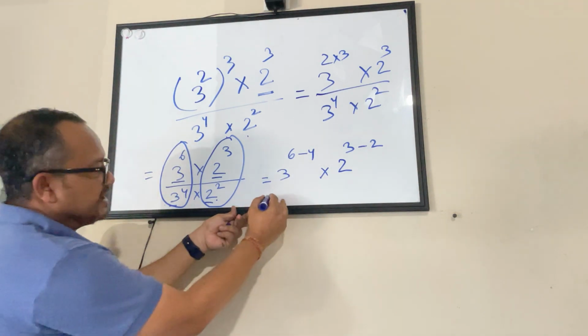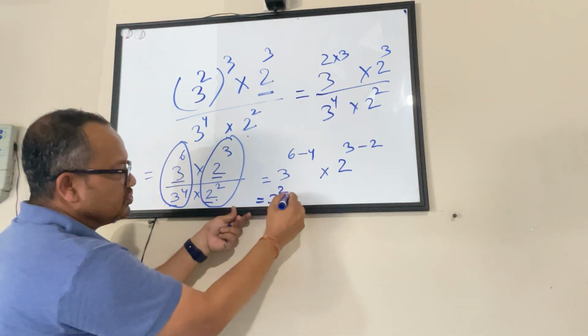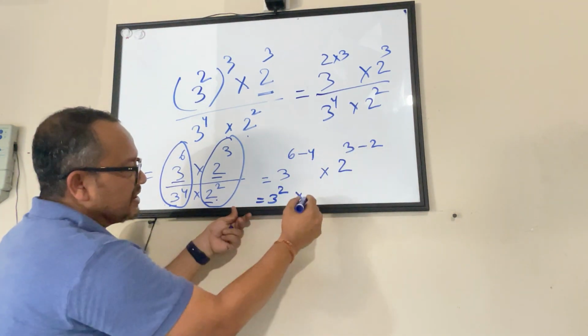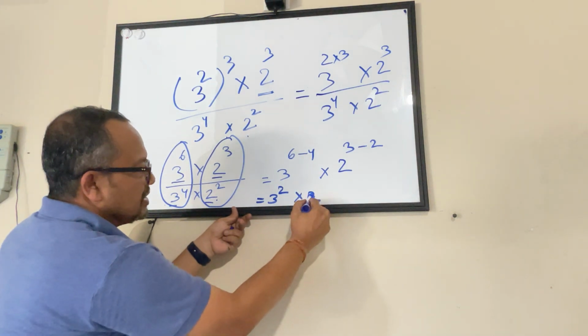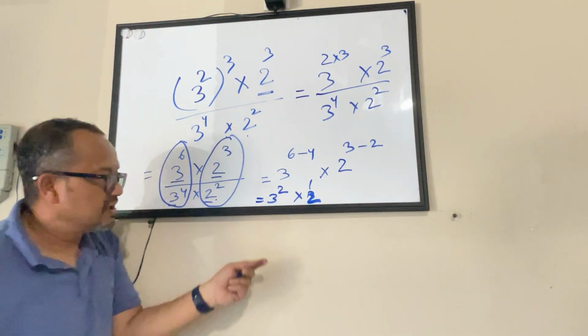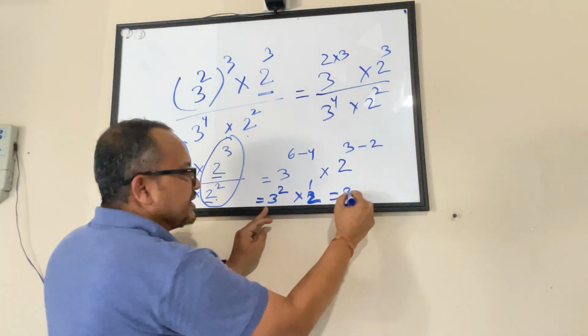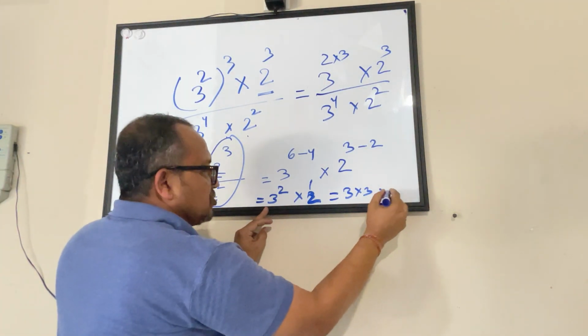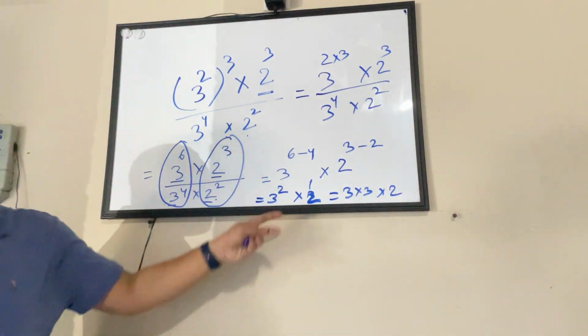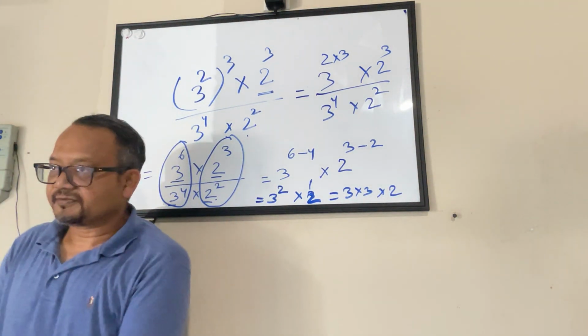So now 3 to the power 6 minus 4 is 2, into 2 to the power 3 minus 2. 3 minus 2 is 1. So I got this. That means 3 to the power 2 is 3 into 3, and 2 to the power 1 means 2. Now you multiply this, you get 18.